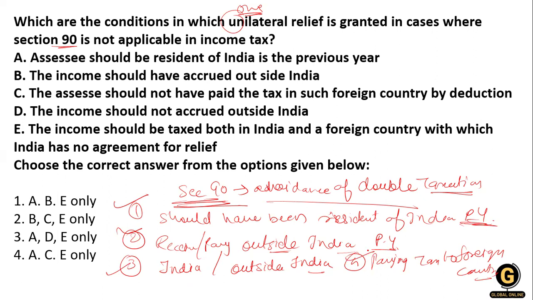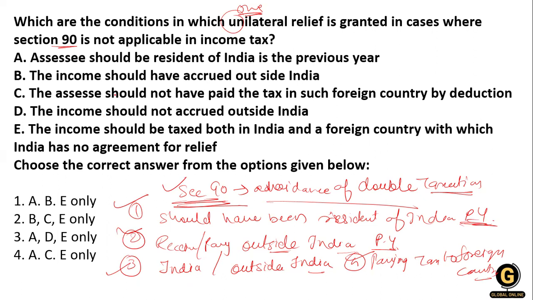So in that case, what is happening if you are an assessee? Just assume that you are an assessee. Sometimes you are living outside India in a foreign country, or sometimes you are living in India. So what is happening here? You have to pay tax to the foreign country and to India also. So you face a double burden. So the Income Tax Act 1961, in section 90, gives unilateral relief to such kind of assessee.